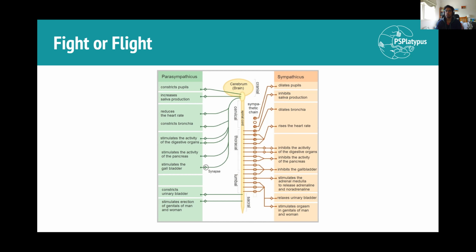So again, you can see how all of these work together, and we have two states of being. The one state in which everything is fine, and you want to focus on nutrition, things like that. You want to focus on resting and digesting. Whereas in the sympathetic response, this is when you're on high alert. This is when there's danger and you need to do something about it.